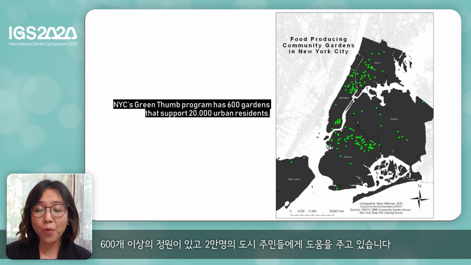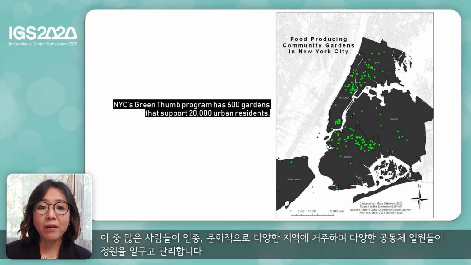The Green Thumb program of New York City has become the largest community gardening program in the US. They have more than 600 gardens that support 20,000 urban residents. Many of them are located in ethnically and culturally diverse neighborhoods where a wide range of community members cultivate and manage the gardens.